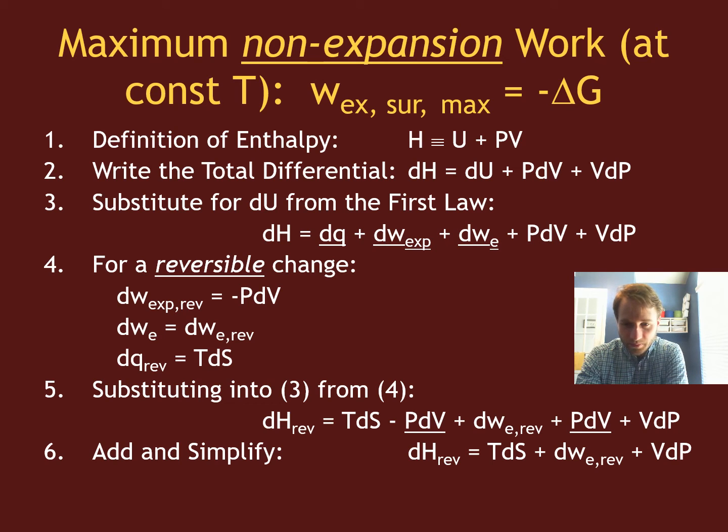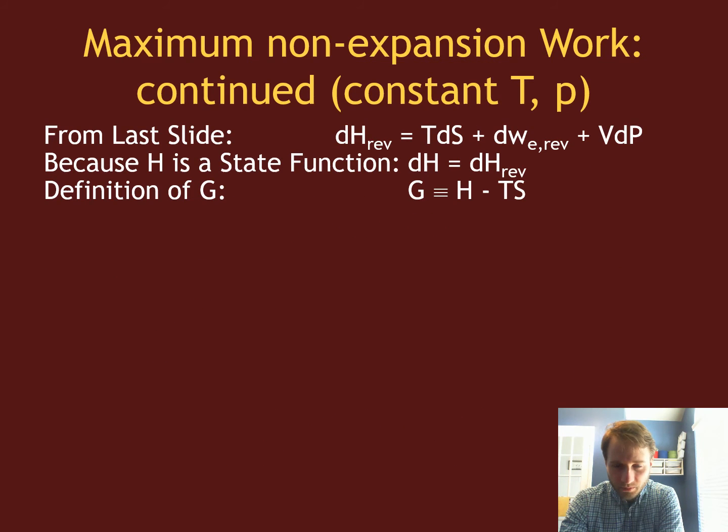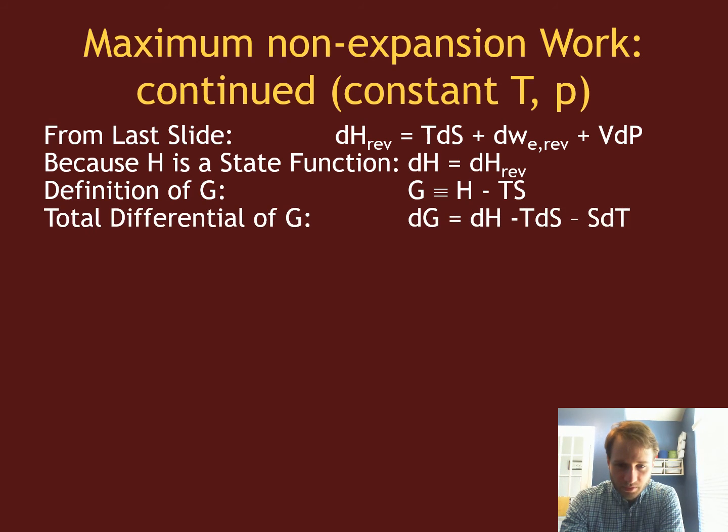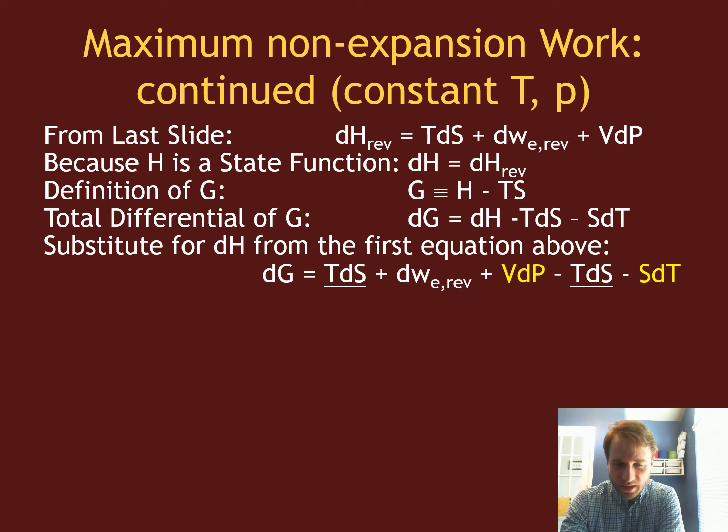plus PdV plus VdP, and simplify those things by getting rid of the PdVs. We're left with this. I'm just rewriting from the last slide that dH reversible equals TdS plus dW extra work reversible plus VdP. Now, since H is a state function, dH reversible is equal to dH. We're going to use the definition of G to have dG equals dH minus TdS minus SdT. Substituting in dH from above, we get that dG equals TdS plus the extra work plus VdP minus TdS minus SdT. So you see the TdS terms cancel, and I'm left with VdP minus SdT plus that extra work.